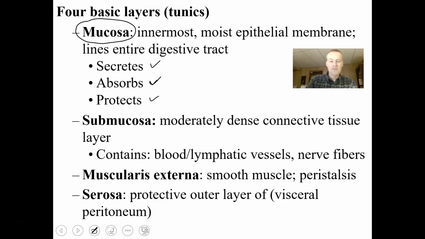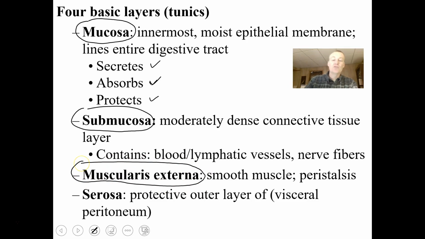The submucosa is a dense connective tissue, and it contains blood vessels, lymphatic vessels, and nerve fibers. So the muscularis externa, or the muscle layer, is a smooth muscle layer, and its job is to create waves of rhythmic contraction called peristalsis. And then lastly, we have the serosa, which is a protective outer layer for the organ. It's also known as the visceral peritoneum, which we talked about a little bit earlier.